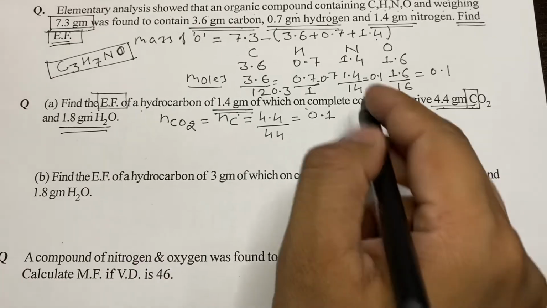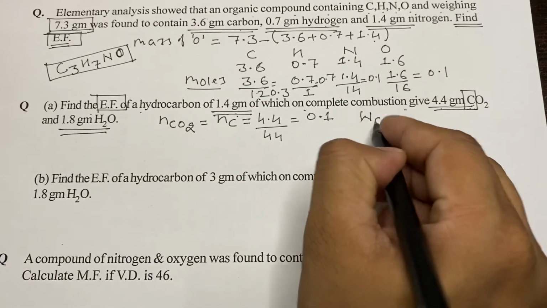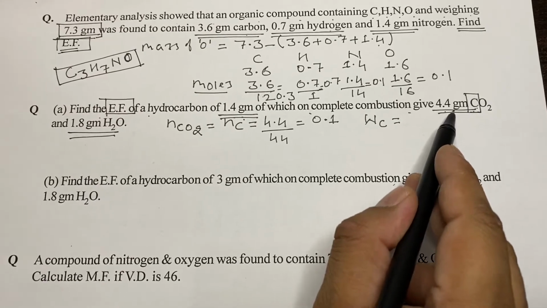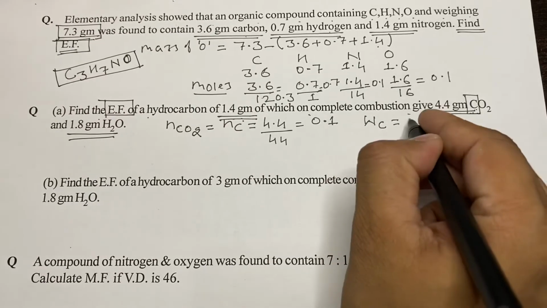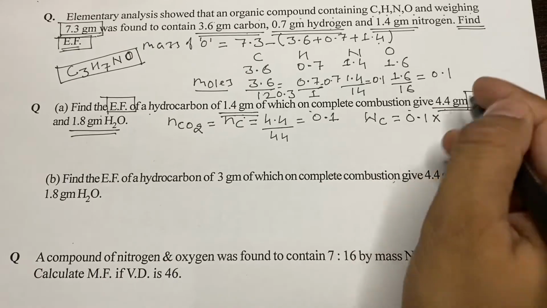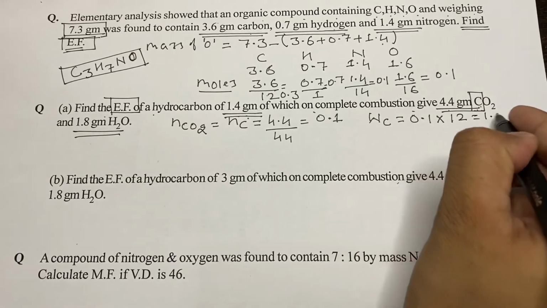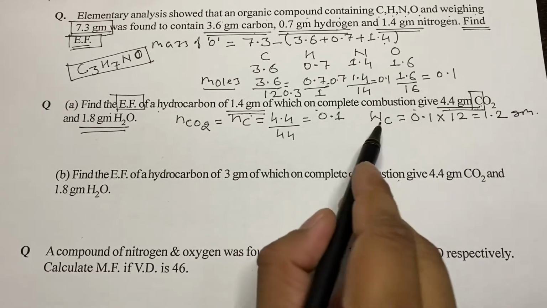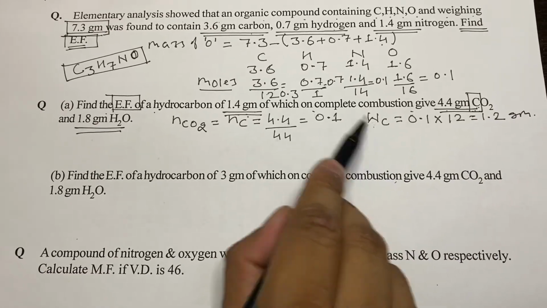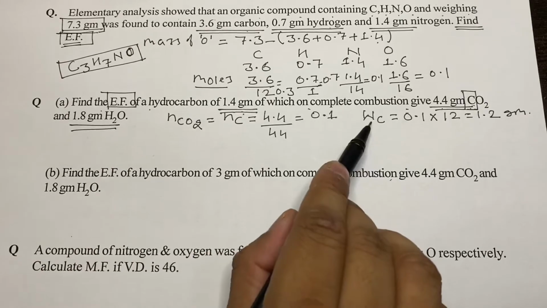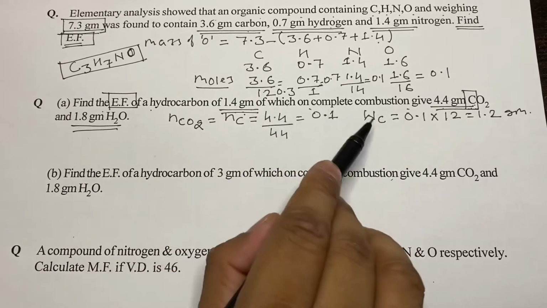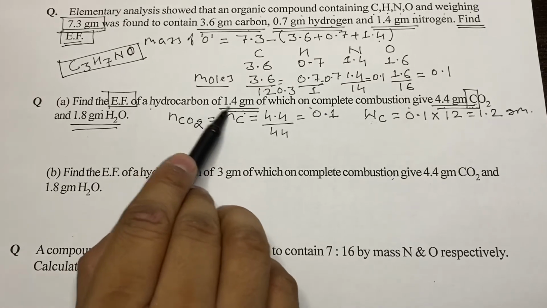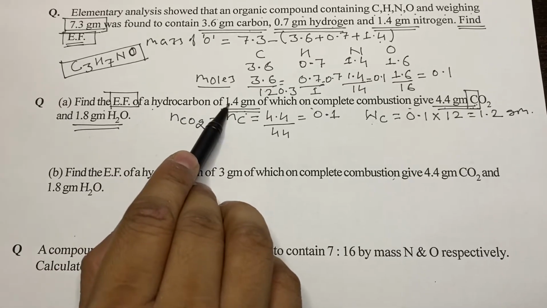mole. Definitely the mass of carbon present will be calculated by using 0.1 into 12, that will be equal to 1.2 gram. Now the mass percent of carbon present in this hydrocarbon can be calculated by using the mass of carbon divided by the mass of the organic compound, which is the hydrocarbon, 1.4.